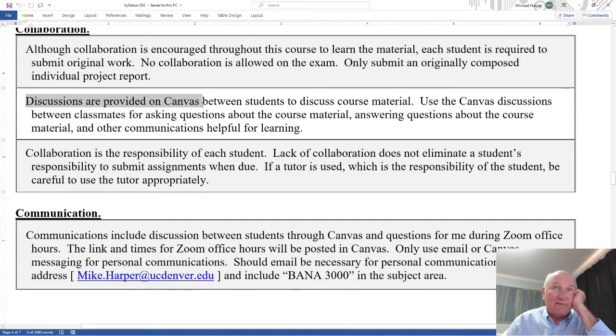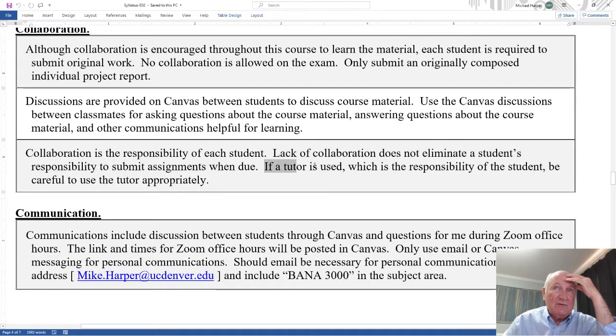Discussions will be provided on Canvas to do this. Use Canvas discussions between classmates for asking questions about the course material, answering questions about the course material, or other communications. However, collaboration is the responsibility of each student. In other words, you say, oh, I didn't get with my group. Sometimes people have said this in the past. Lack of collaboration does not eliminate a student's responsibility to submit the assignments when due.